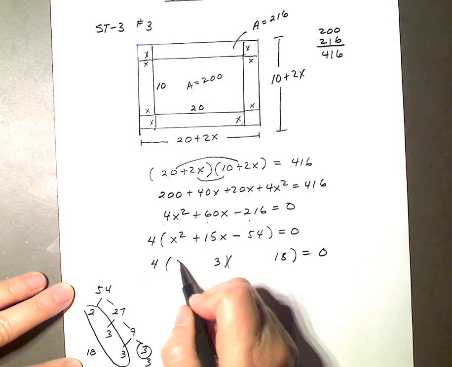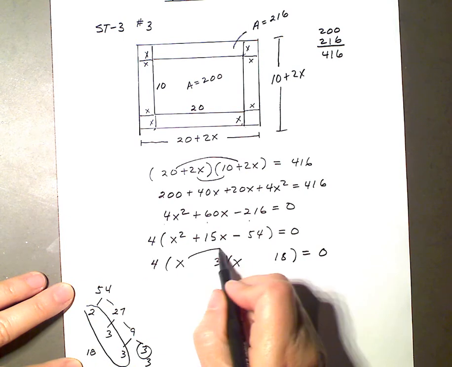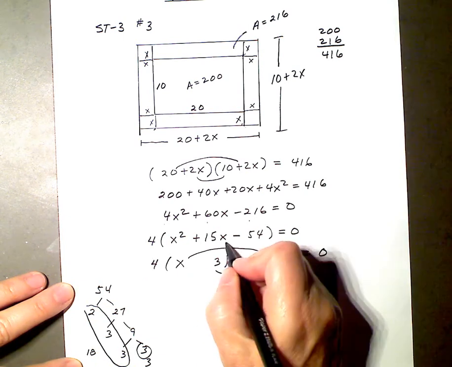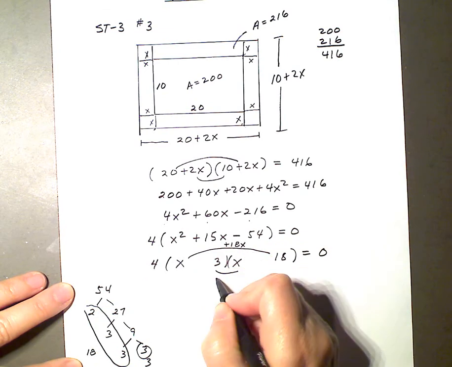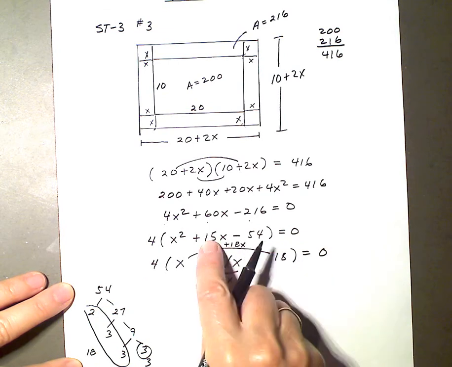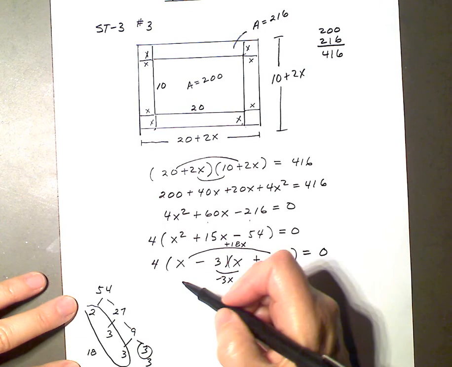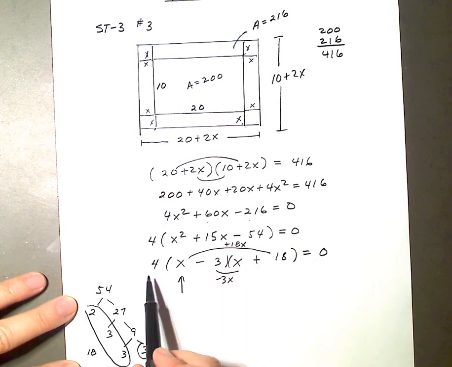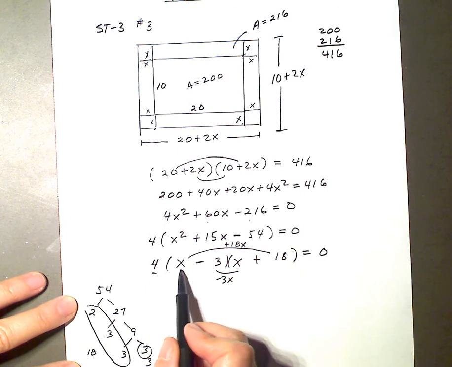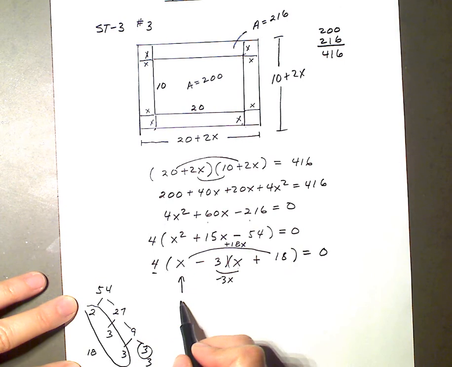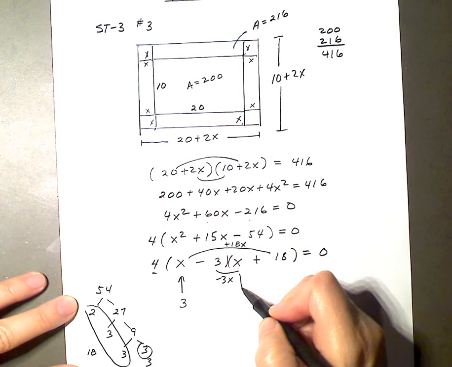So I've got x's here. I can use an 18x and a 3x. So if I make this a positive 18x and this a negative 3x, I'll get my middle term of a positive 15x. Okay, so the solutions are, we can ignore the 4, that's just a constant, it's not equal to 0. I look for my two linear factors in x. So the solutions are positive 3 and negative 18.